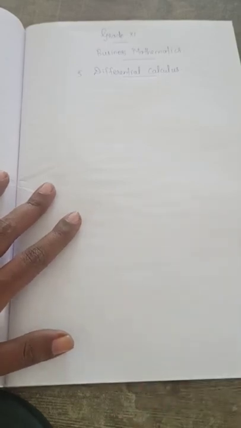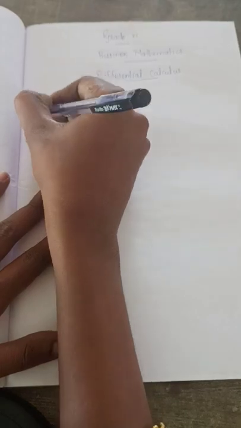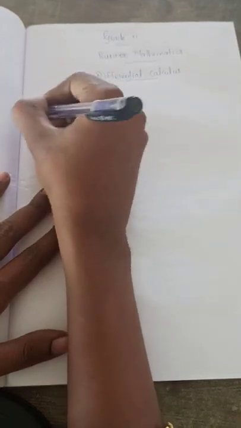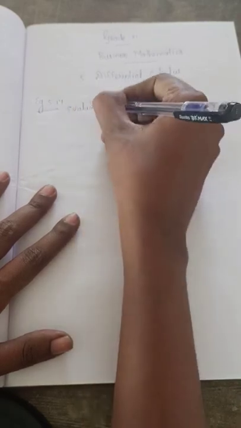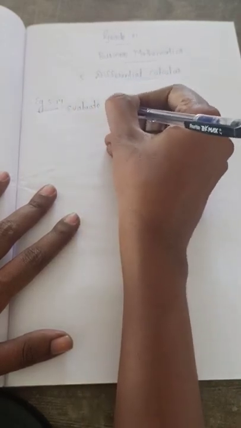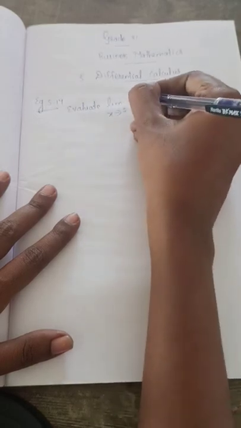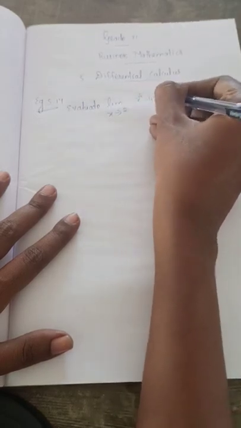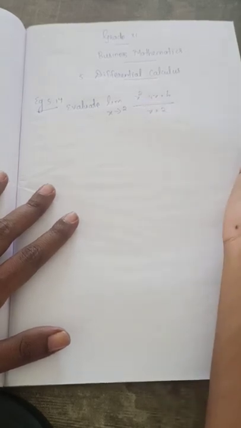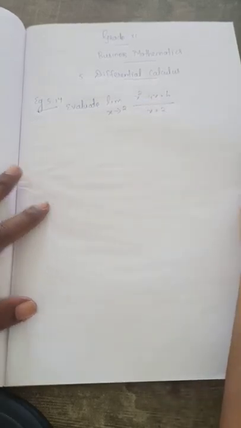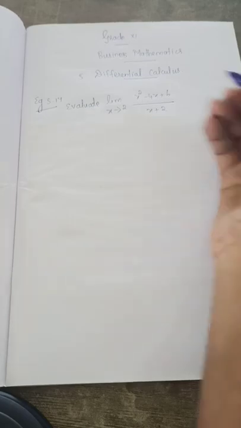First one is example 5.17. We have completed example 5.16 that day. Evaluate limit x tends to 2 of x square minus 4x plus 6 divided by x plus 2.